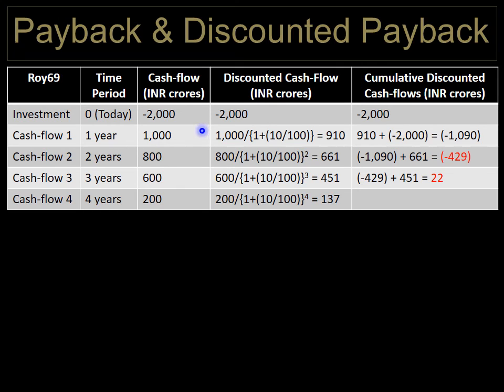At the end of year 1, I have 1,000. The cost of borrowing is 10%. I discount it by 1 year, by one period, which gives me 910. Similarly, I find the present value of each and every cash flow over here. The present value of 800 is 661. That of 600 at 10% is 451. Now, I do the same thing over and over again.